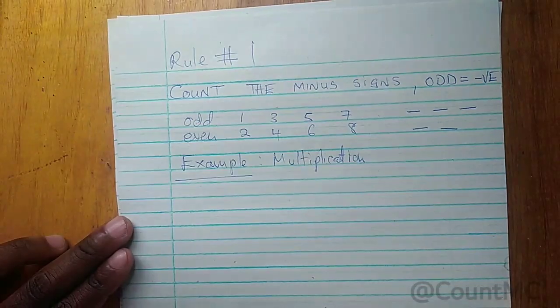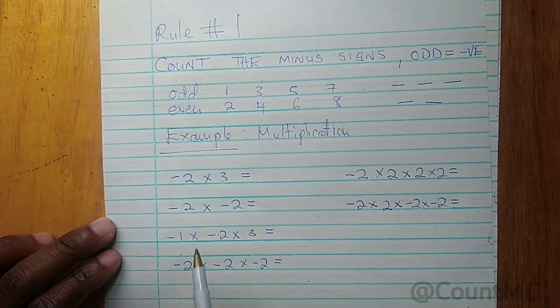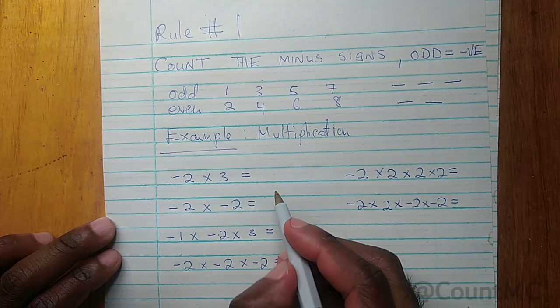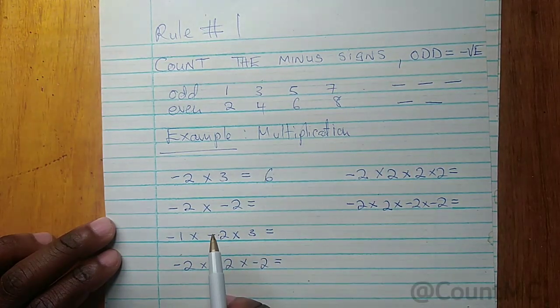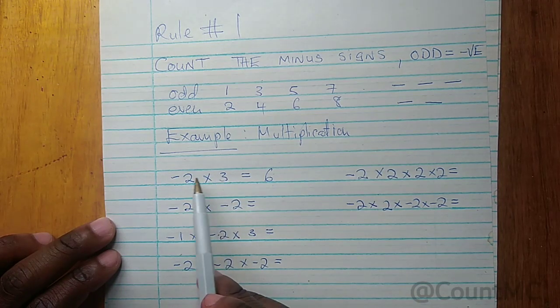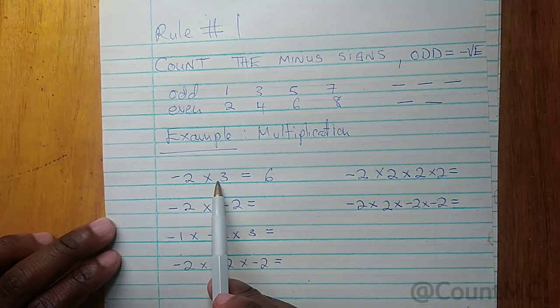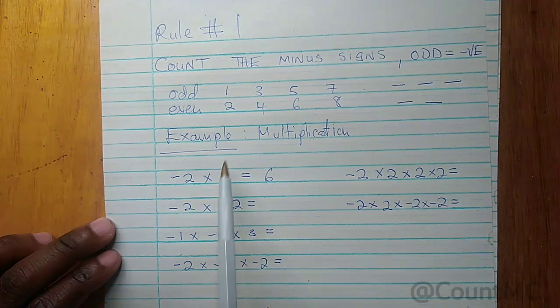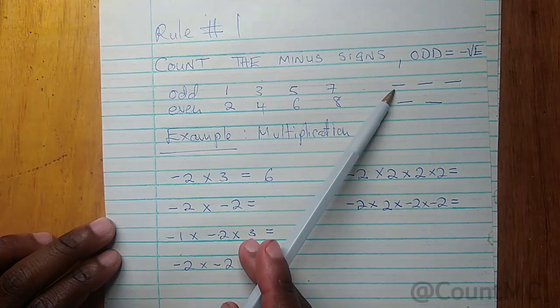So let us do examples on multiplication. This is just a skills video. When you're multiplying integers, the first thing, multiply the numbers. 2 times 3, you get a 6. Then next, multiply the symbols or the signs. This is a positive, this is a minus. So minus times positive.